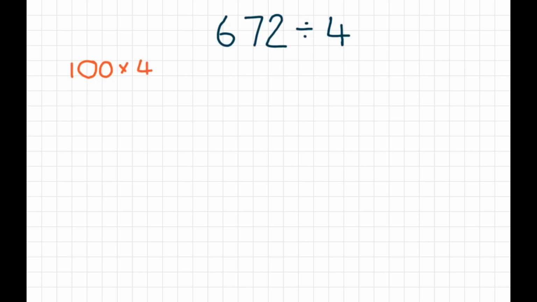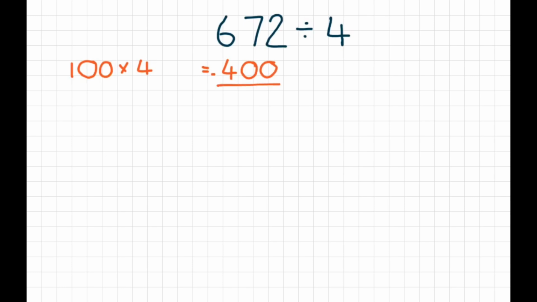Okay, I'm now going to show you how chunking works with larger numbers. We're going to take the number 672 and divide that by 4 and try and figure out the answer. So the first chunk I can take out, I know that 4 times 100 gives us 400. That's a nice big chunk to start with.